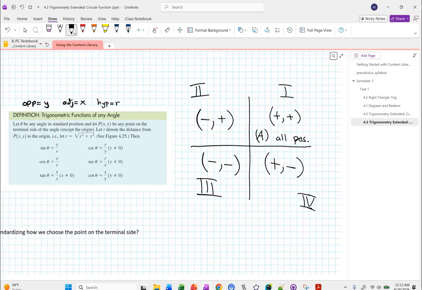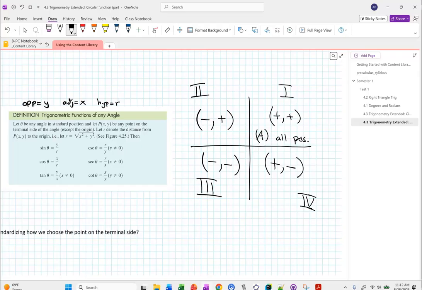There's a ratio of side lengths. But not really anymore. Now it's a ratio of coordinates. If we're doing a regular triangle with no graph, we would keep all the sides positive. Here the values can be negative, because we're no longer talking about sides. We're talking about coordinates of a point on the terminal side of an angle. And because we're talking about coordinates, not sides, they can be positive, negative, or zero.